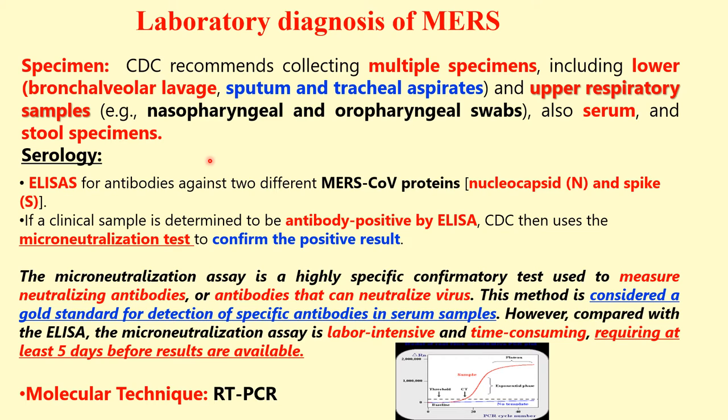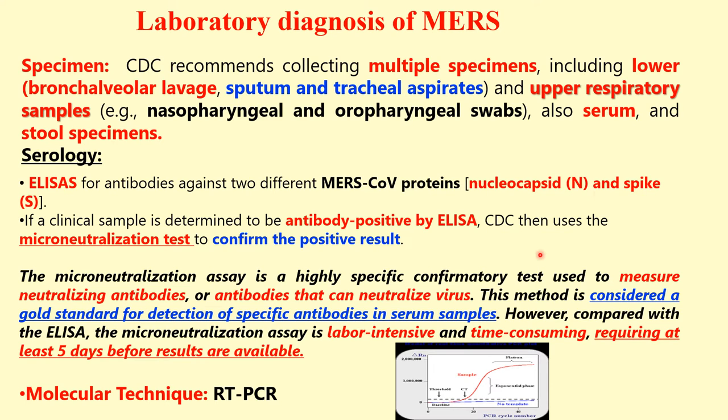The type of laboratory test that we can do in the lab to establish a diagnosis of infection with the MERS coronavirus is ELISA. And in the ELISA, we use two different antibodies to detect MERS-CoV proteins. The first MERS protein which we can detect by ELISA is the nucleocapsid protein, or the N protein, as I mentioned previously. And also, we have antibodies to detect the spike protein, or S protein, by utilizing ELISA.